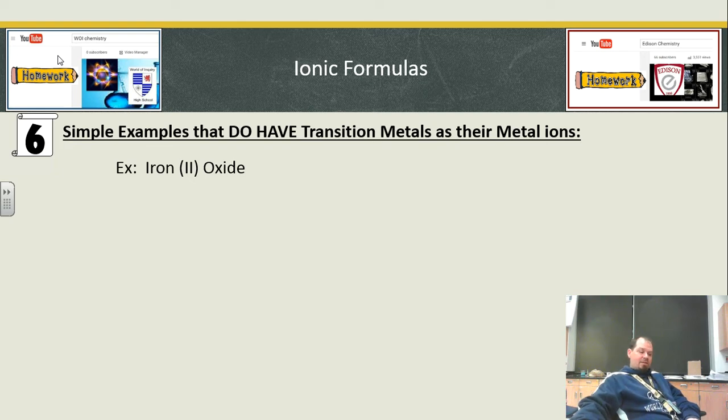So this is where the Roman numerals come into play that we just learned in video 5. I see it says iron 2 oxide, and the Roman numeral is the charge. So I've done iron enough that I know it has a +2 or a +3 charge. The Roman numeral 2 is telling me to pick the +2 charge. So let's go through the paces.